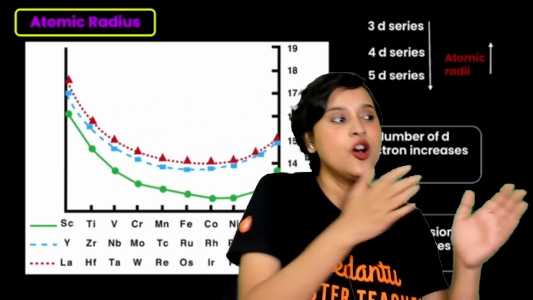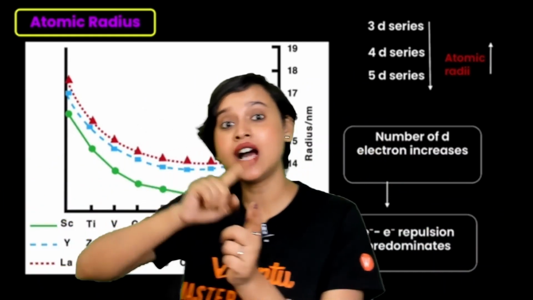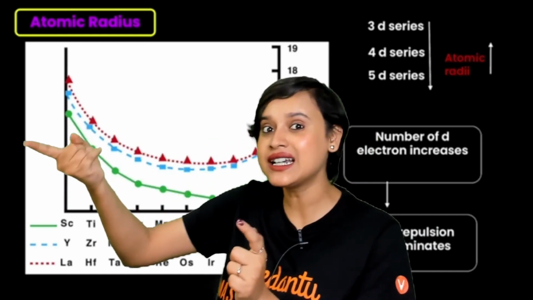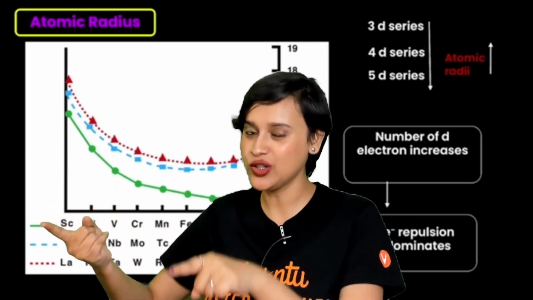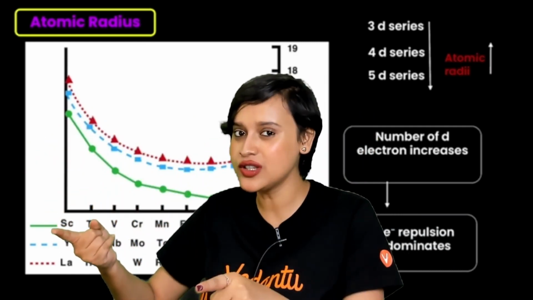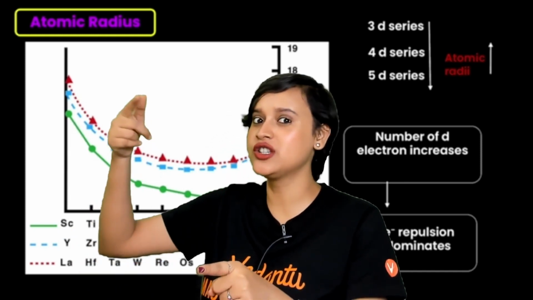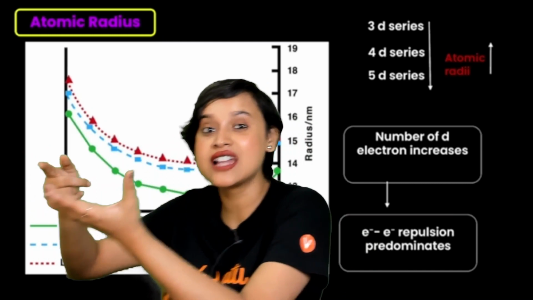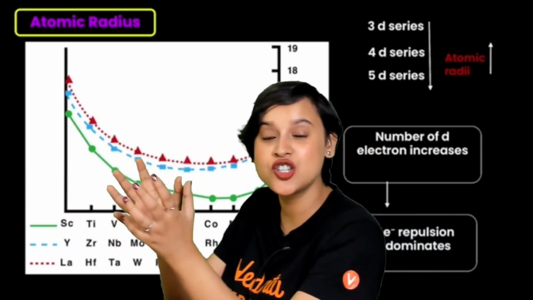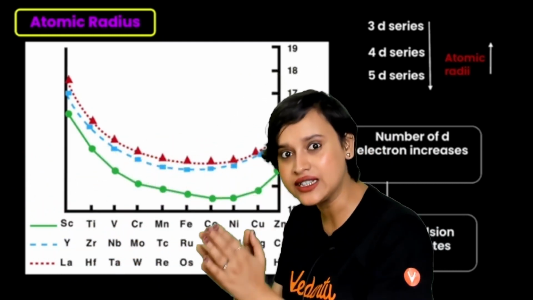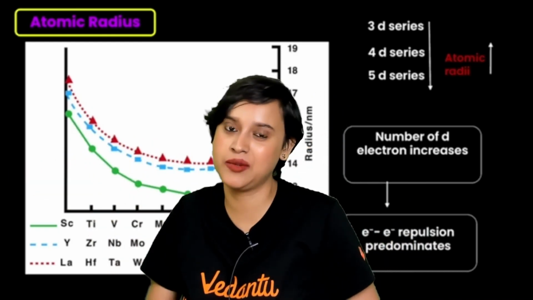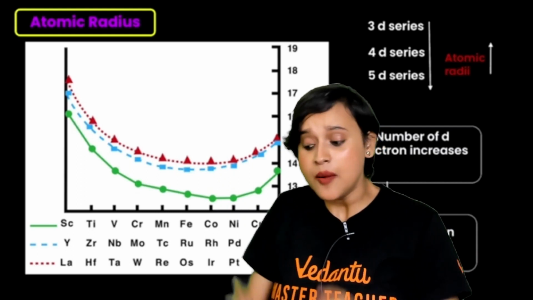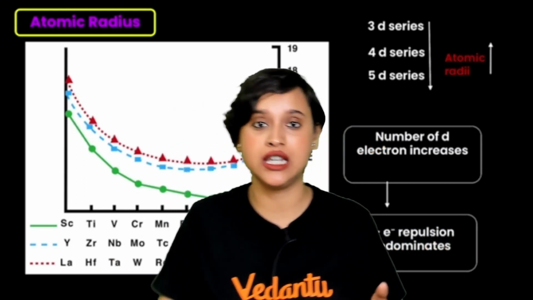Which is why when you move from left to right, the atomic number increases. That means the number of protons is also increasing. What happens? The effective nuclear charge, the positive charge of the atom, increases. And if that increases, obviously the atomic size will reduce. But this is something that we don't get to see here. Why?